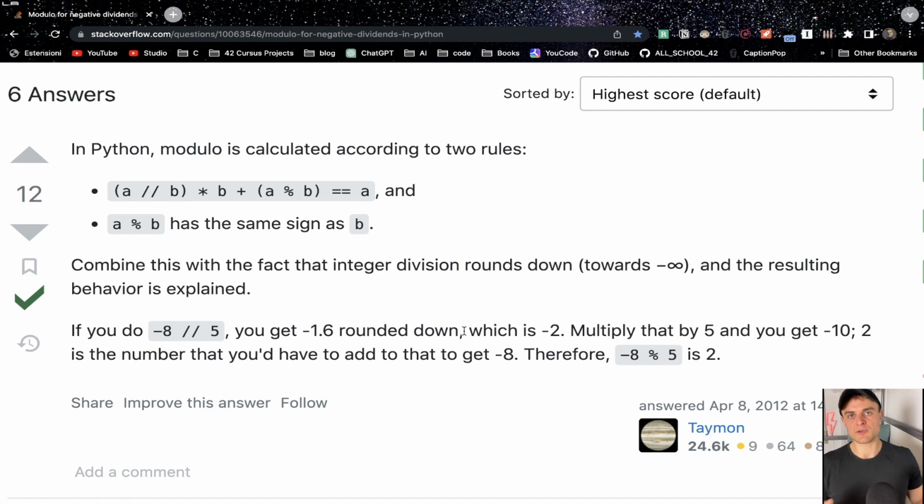Now, in division, I know that the quotient, the result, multiplied by the divisor plus the remainder, has to give me back the dividend, right? In mathematical terms. So what do I get? I have 5 times -2, which is the floored result. I get -10, okay? So multiply that by that 5 and you get -10. So what is that 2 as a result of the modulo? Well, that 2 is the number that you would have to add to get that -8. So in this fashion, in Python, the modulo makes sense mathematically, but anyway, I wouldn't pay too much attention to all these details, otherwise you're gonna go crazy, my friend.